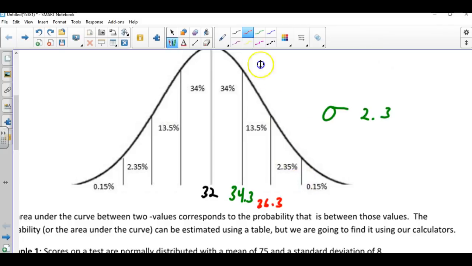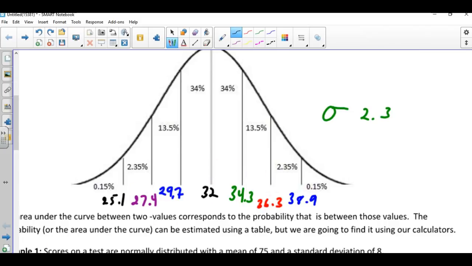And then for the last one, I get 38.9. Those are the standard deviations to the right. If I go to the left, I'm going to get 29.7 for the first standard deviation. Then I'm going to get 27.4. And then if I go one more, I'm going to get 25.1. So you need to label your bell curve like this.